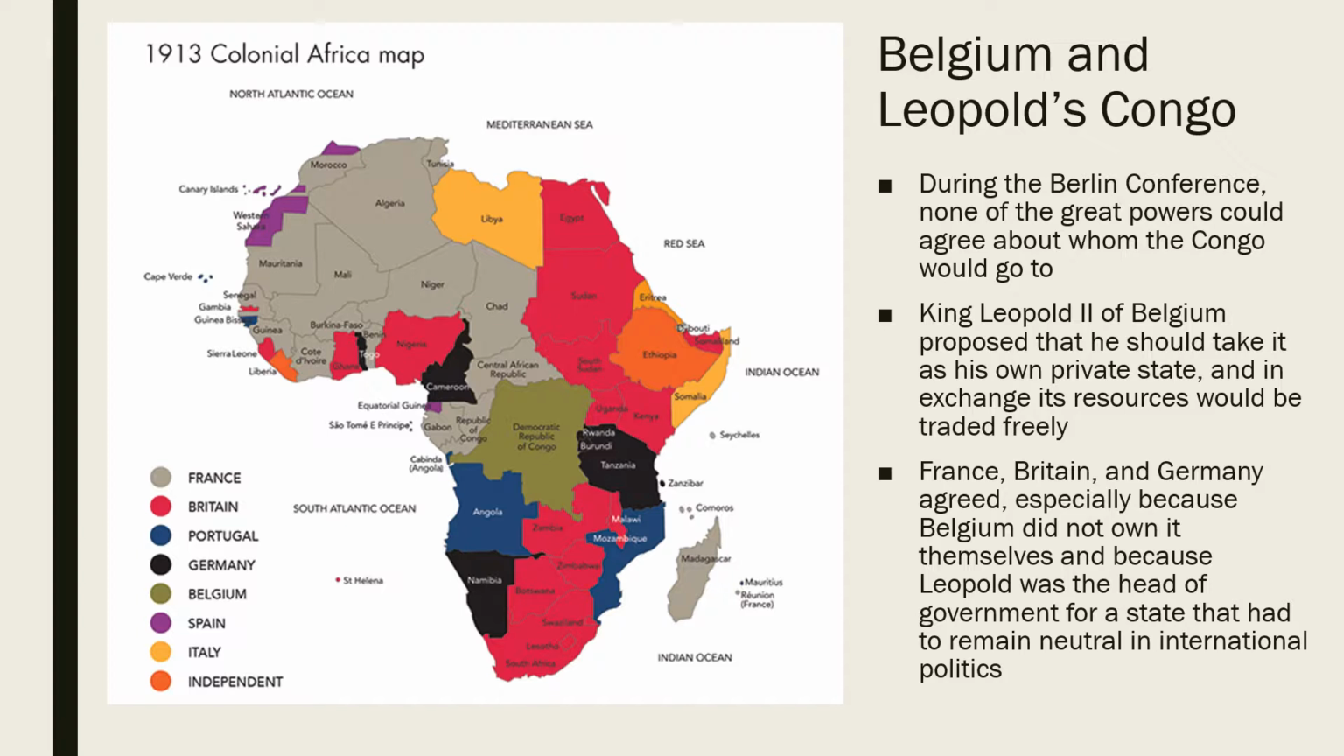Now we're going to fast forward 50 years to 1884, the Conference of Berlin. Africa was about to get carved up by the major European powers, but there was one region that attracted a lot of dispute, the Congo.